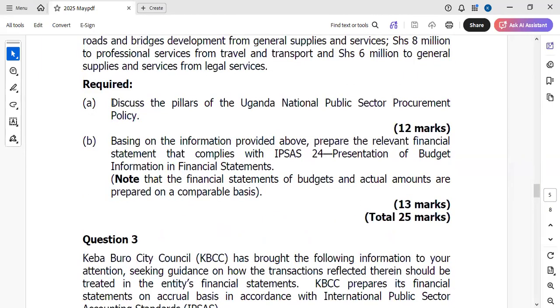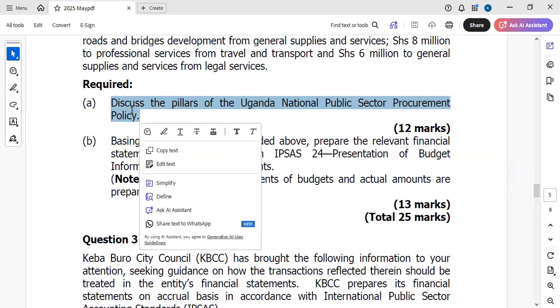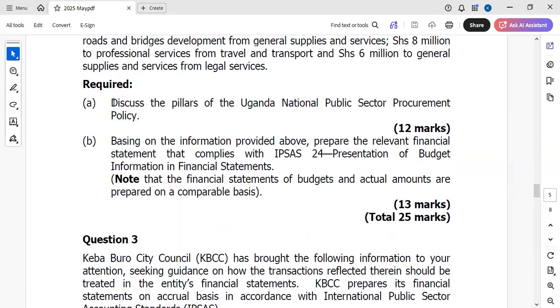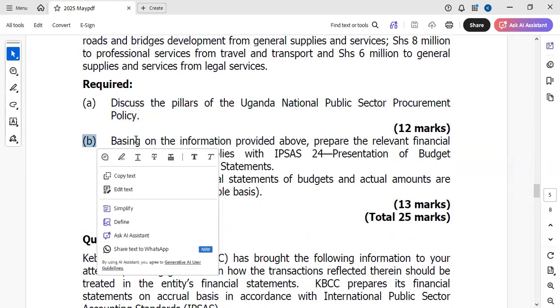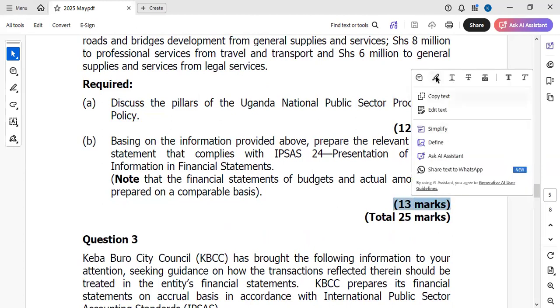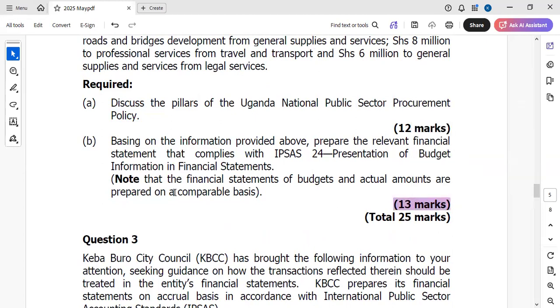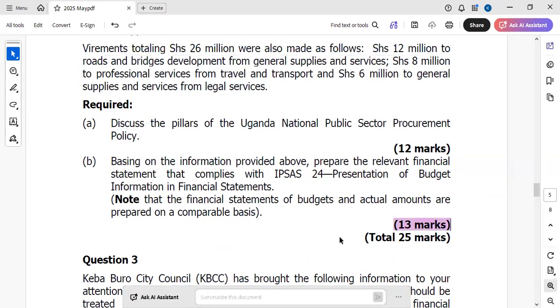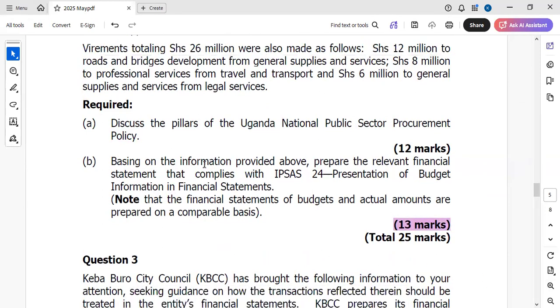I am not handling the theory. This was about procurement, which is a good one as well. I'm handling part B, which is taking 13 marks. We are told that basing on the information provided above, we prepare the relevant financial statement that complies with IPSAS 24.